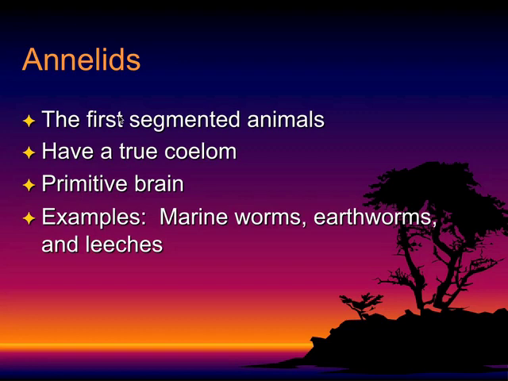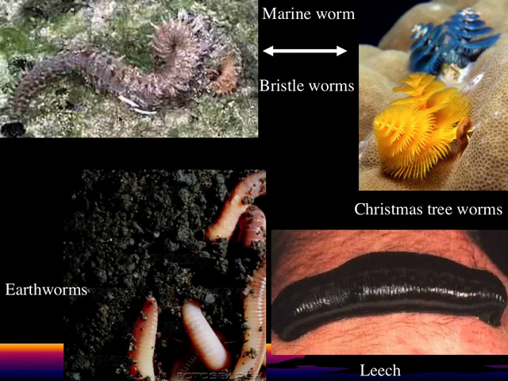Next up, we have annelids. So annelids are the first segmented animals that we have. They absolutely have a true coelom or a true body cavity. They have a very primitive brain, these guys, and examples include marine worms, earthworms, and leeches. So again, some cool pictures. We have marine worms, Christmas tree worms. They look pretty cool. We have the leech, and then the earthworms.